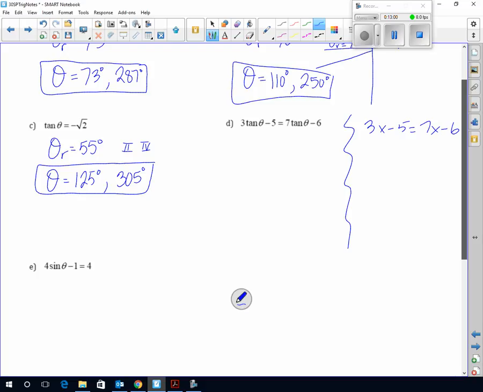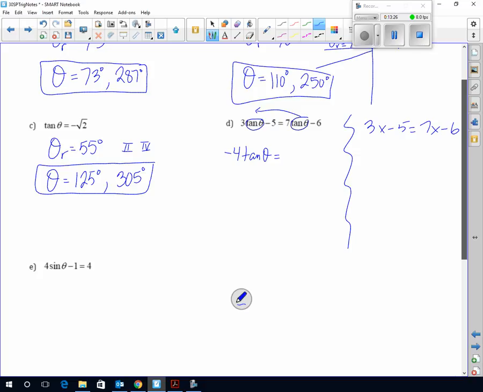So how am I going to do that? Subtract. What's 3 subtract 7? Minus 4. So I'm going to have minus 4 tan thetas. And if I'm going to move this minus 5 over to the other side, what would I get? Minus 1. Did I lose anybody there by not showing my steps? Okay. So then, what would I do after that?